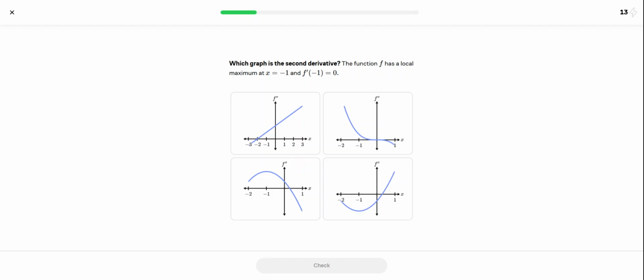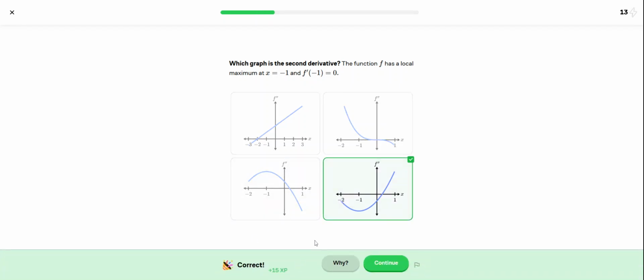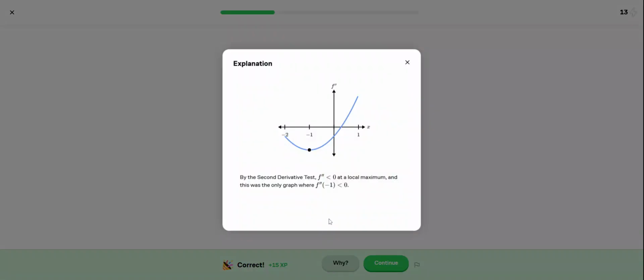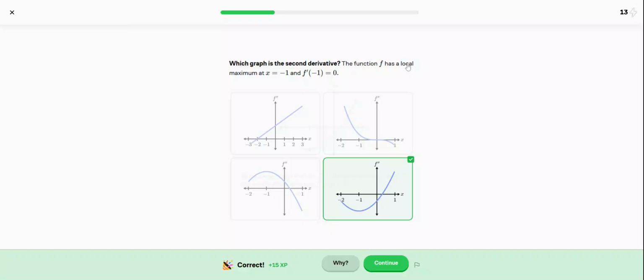Okay, which graph is the second derivative? f has a local maximum at x equals -1. At a maximum the second derivative is negative, so negative at -1. Yes, this one. Let's check. Oh yes, correct again. By the second derivative test, less than 0 means local maximum, and this is the only graph where at -1 the second derivative is negative. Lucky that I've got 3 out of 3 right so far. Let's click continue.